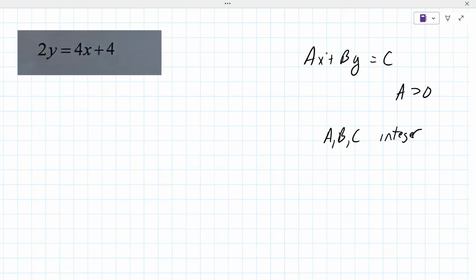So I got 4x minus 2y equals -4. Okay, that's correct. Go ahead and try the next one, please. It's pretty much the same. Okay.